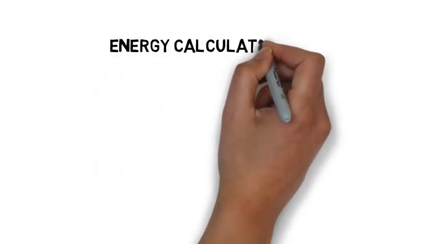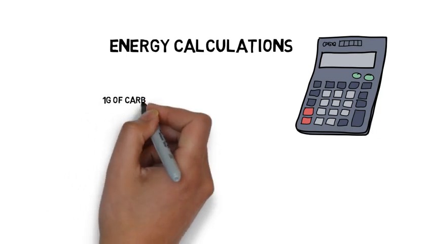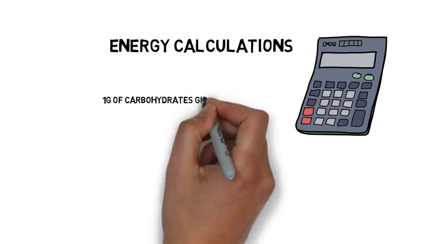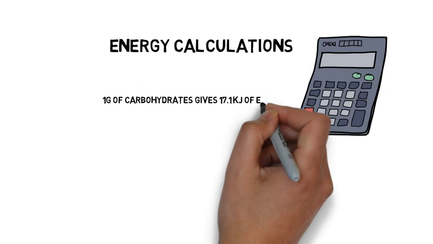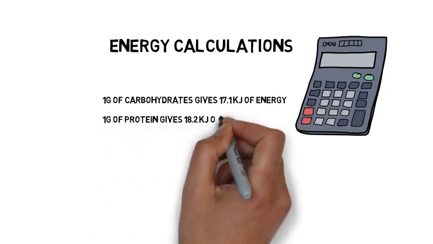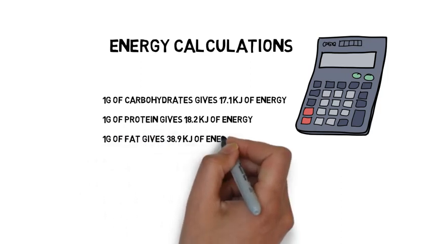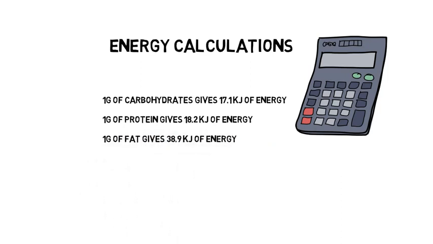Energy calculations. 1 gram of carbohydrates gives 17.1 kilojoules of energy. 1 gram of protein gives 18.2 kilojoules of energy. 1 gram of fat gives 38.9 kilojoules of energy.